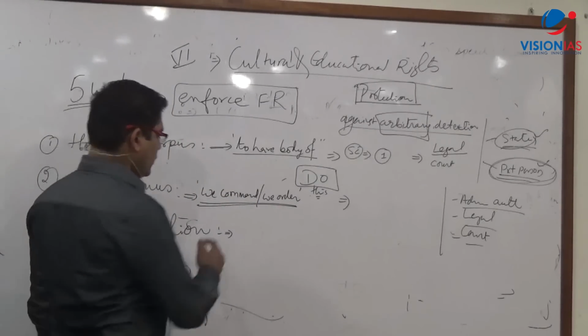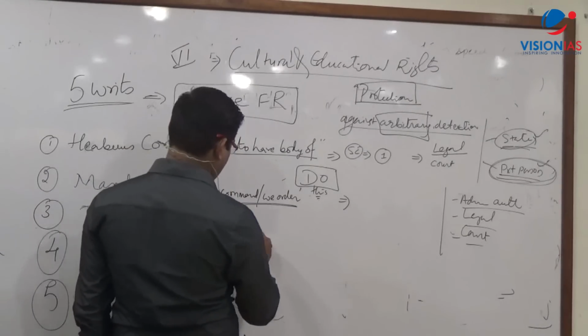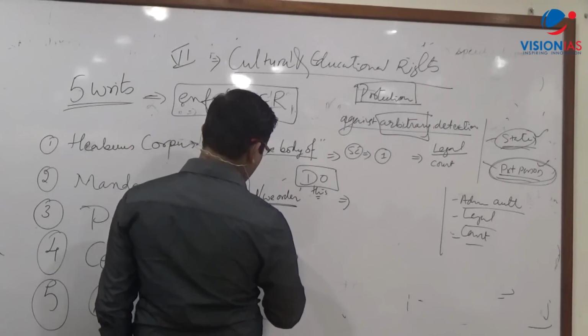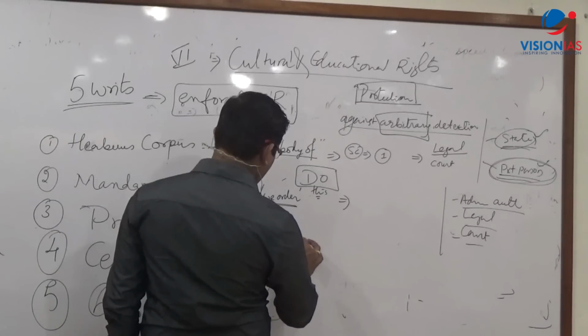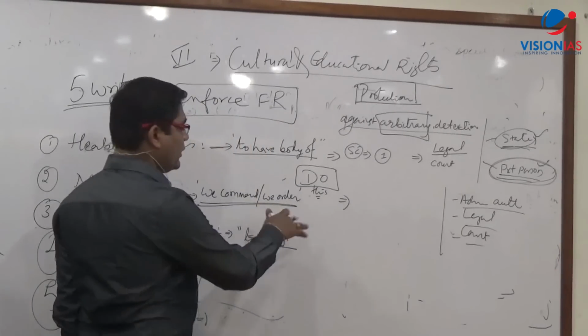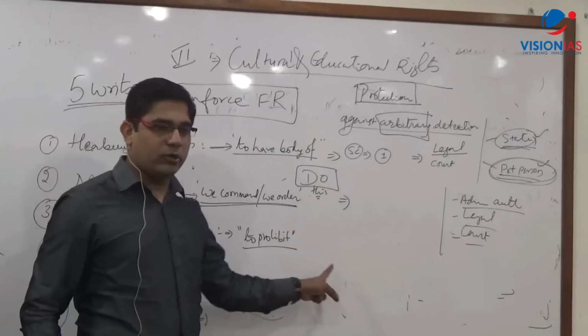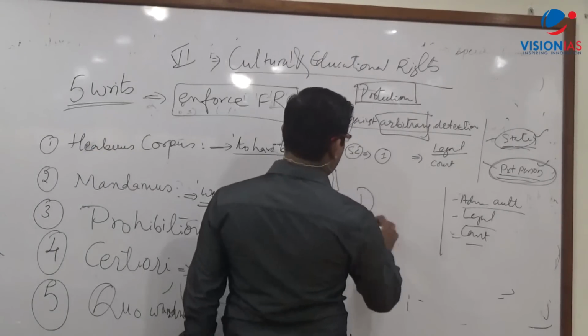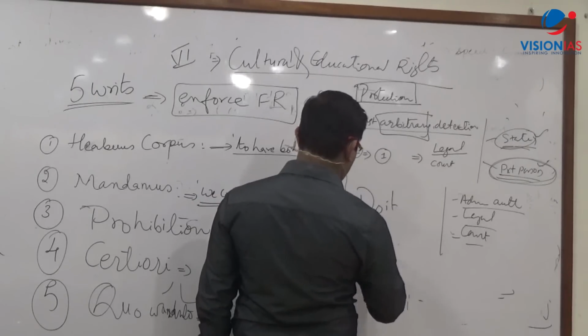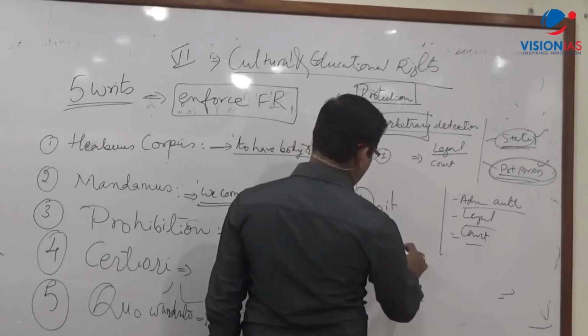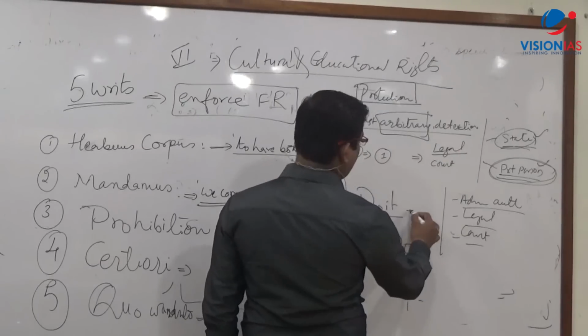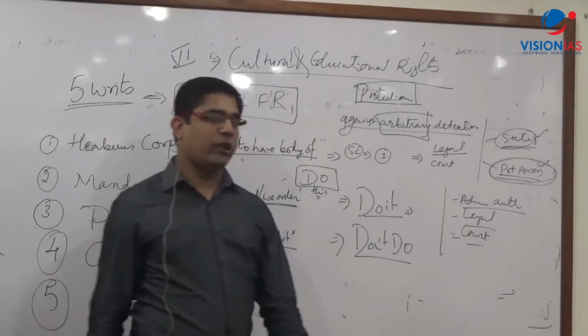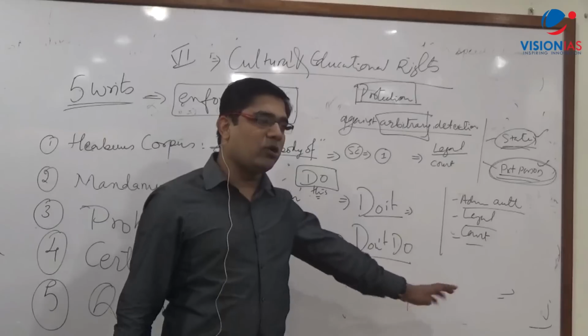Prohibition. What is the literal meaning of prohibition? To prohibit or to stop. See, this is exactly opposite of this. Here what are they saying? You do this, and here they are saying don't do it. Okay, do it. Here we are saying do it, here they are saying don't do it. Now, why were they saying do it? Because they were not doing it. There was an inactivity.